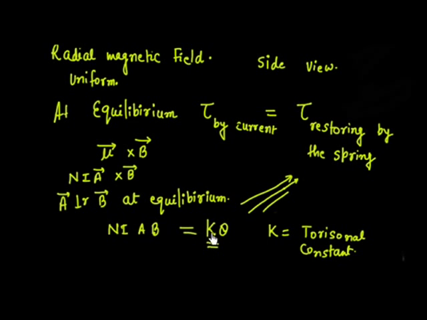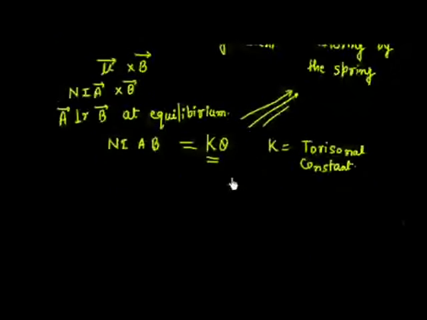Are you getting it or not? Or if you know all these values, you can calculate K. So this is the equation for the moving coil galvanometer: N into I into A into B is equal to K into theta, where K is the torsional spring constant and theta is the angle at equilibrium. Are you getting it or not?